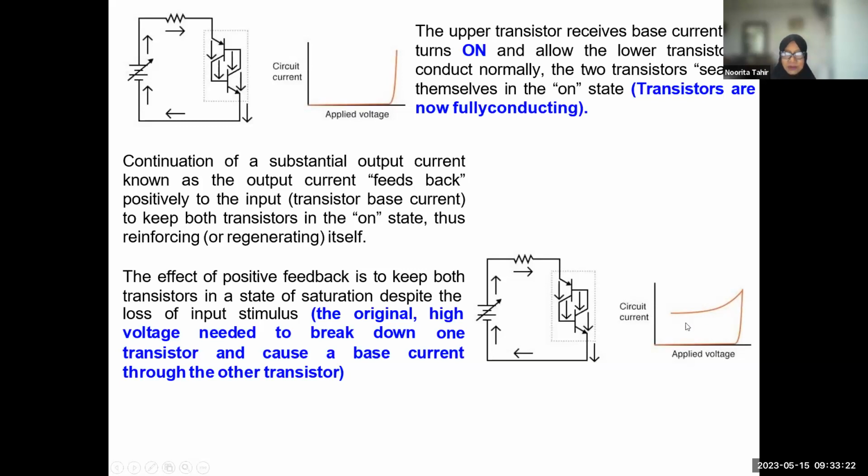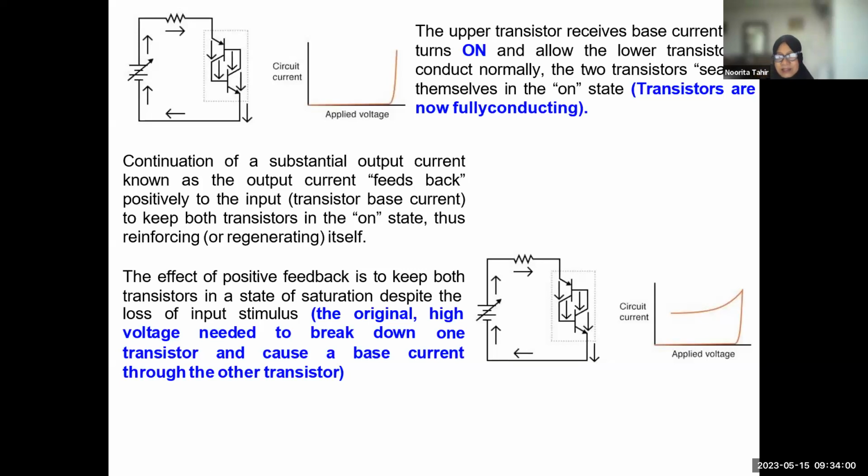So once an output current is established, it works to hold both transistors, sebab dia dah activatekan yang bawah, kemudian yang atas tu activate. So it works to hold both transistors in saturation, which ensures the continuation of a substantial output current, known as the output current feedback positively to the input, which is the base, ya, sebab base ni akan activate emitter collector dan ini akan activate base atas, in the on stage, which is reinforcing ataupun regenerating themselves.